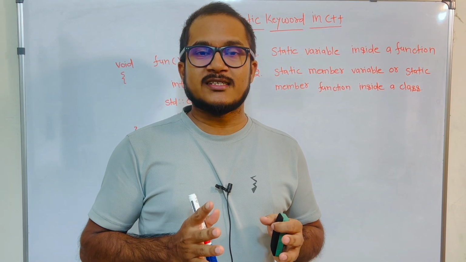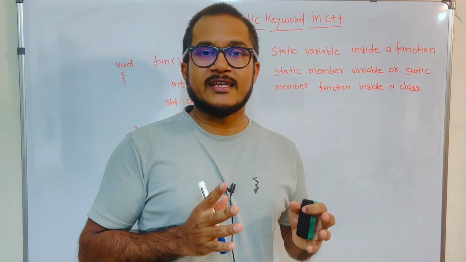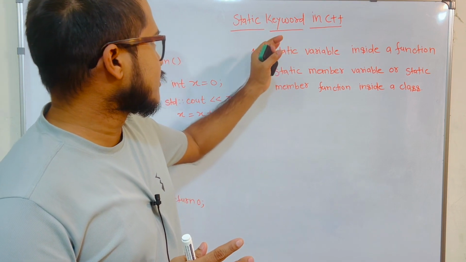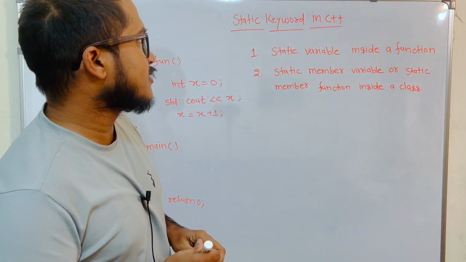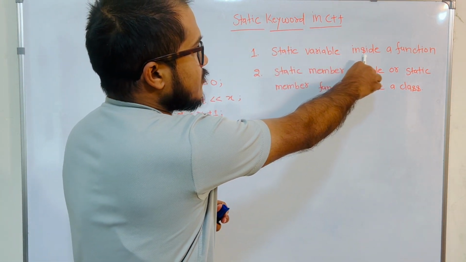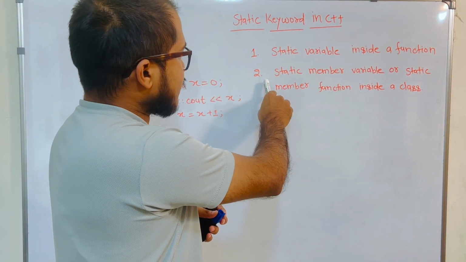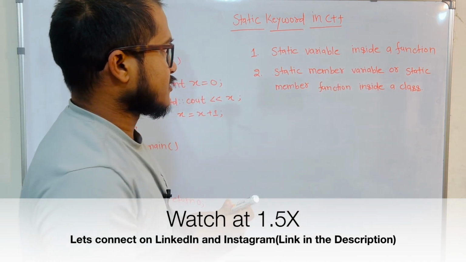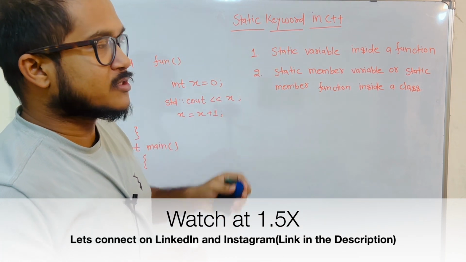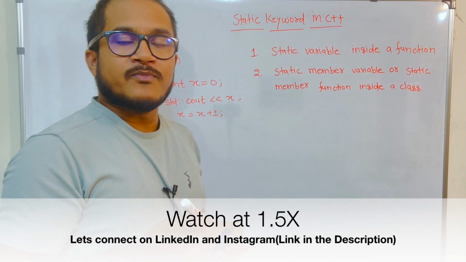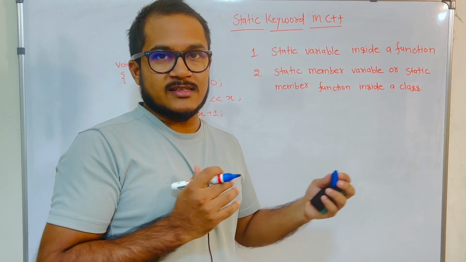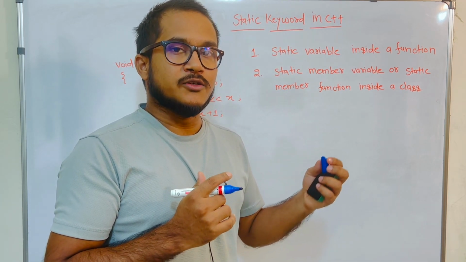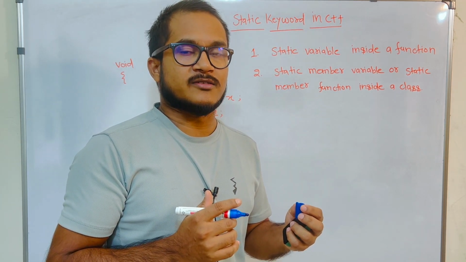So in this particular lecture, we'll try to understand the static keyword in C++. Basically there are two main use cases of static in C++: the first is a static variable inside a function, and the second is a static member variable or static member function inside a class. We'll try to understand both use cases with an example, and we'll also try to understand the reasoning behind using the static keyword in C++.